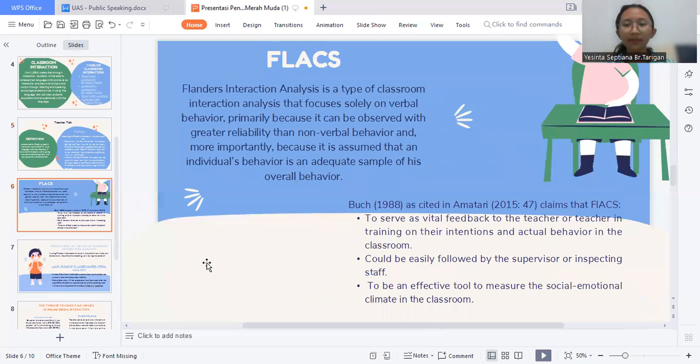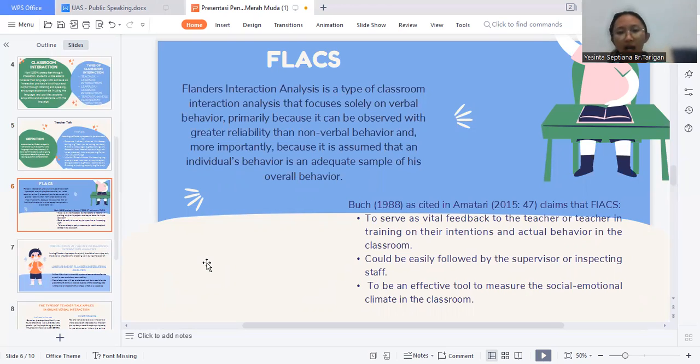Okay, next we will talk about what Flanders interaction analysis is. Flanders interaction analysis is a type of classroom interaction analysis that focuses solely on verbal behavior, primarily because it can be observed with greater reliability than nonverbal behavior, and more importantly, because it is assumed that an individual's verbal behavior is an adequate sample of their overall behavior.